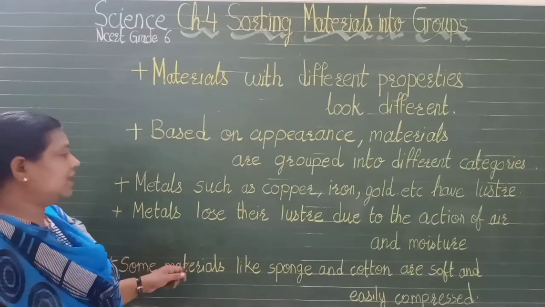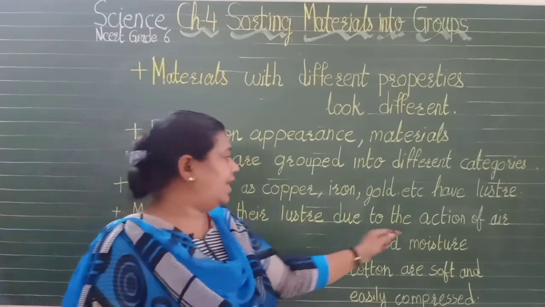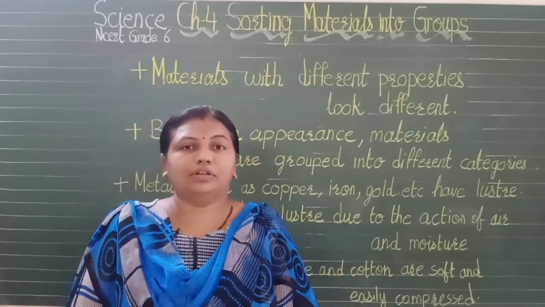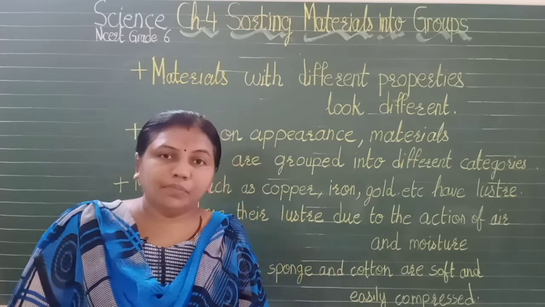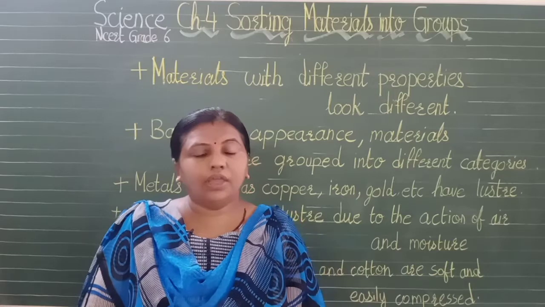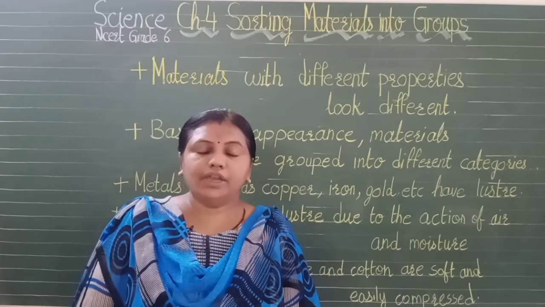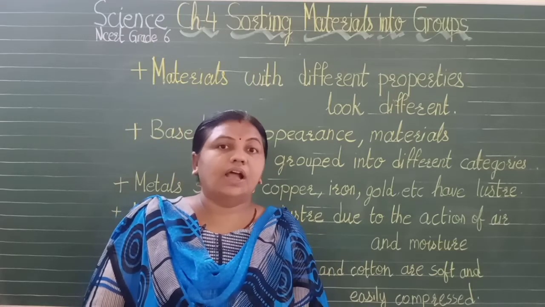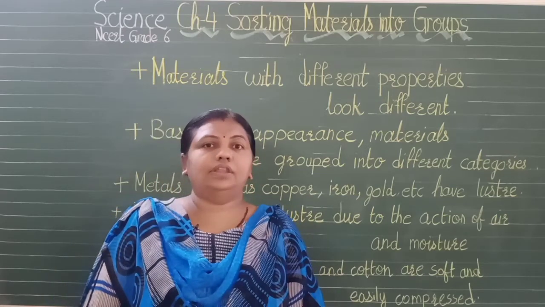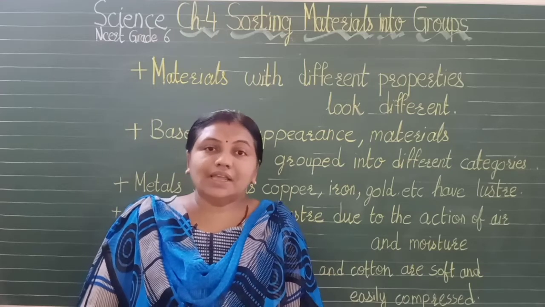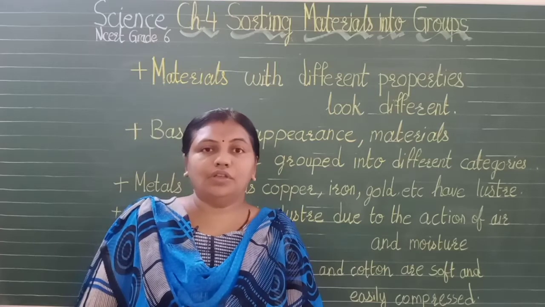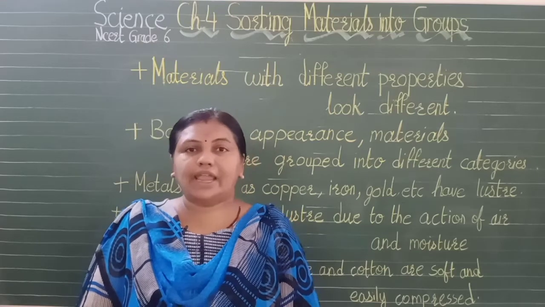Now metals lose their luster due to the action of air and moisture. So when they come in contact with the atmosphere, they may lose this property. It may decrease with time. Okay, the property of shining. You might have seen that iron things get rusted because they come in contact with the atmosphere and certain chemical reactions take place. So due to air and moisture, they may lose their shining property.